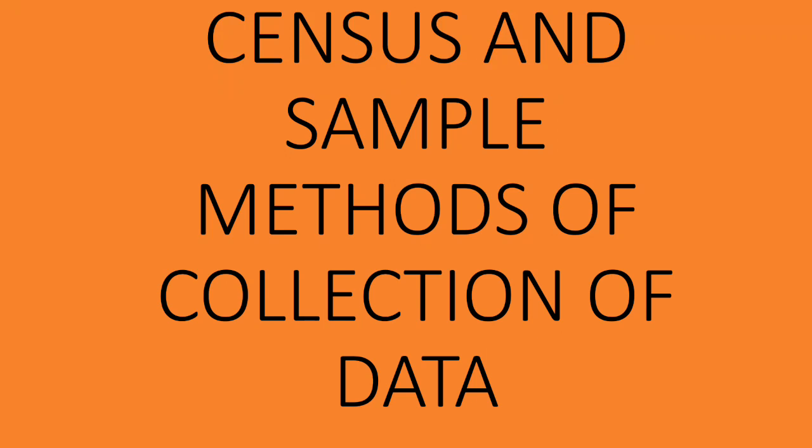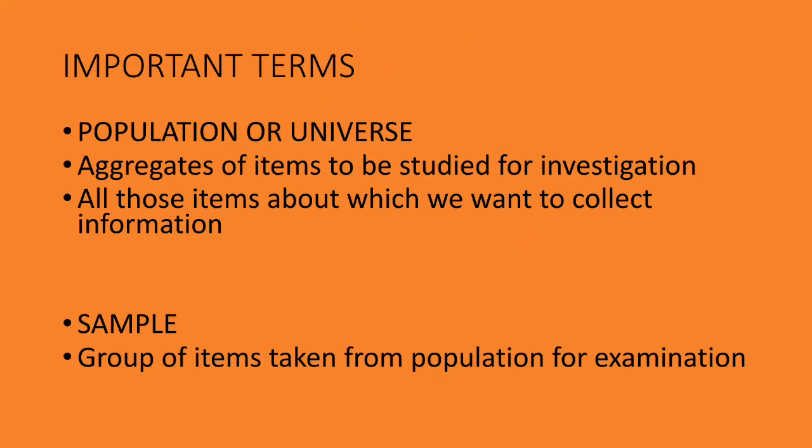Today we are going to revise chapter 3 of statistics, that is census and sample methods of collection of data. So first of all, let's know the two important terms which are going to be used in this chapter. The first is population and the second is sample.